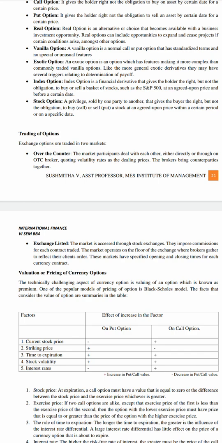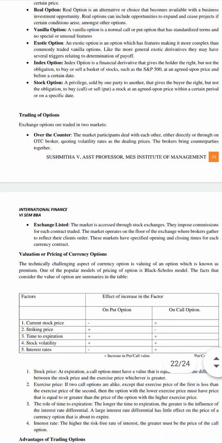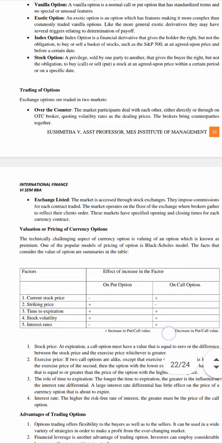Index option, when you have financial derivatives derived in the name of stock indices, then it is called an index option. And stock option is nothing but when your underlying securities are any sort of securities, then it is called a stock option.